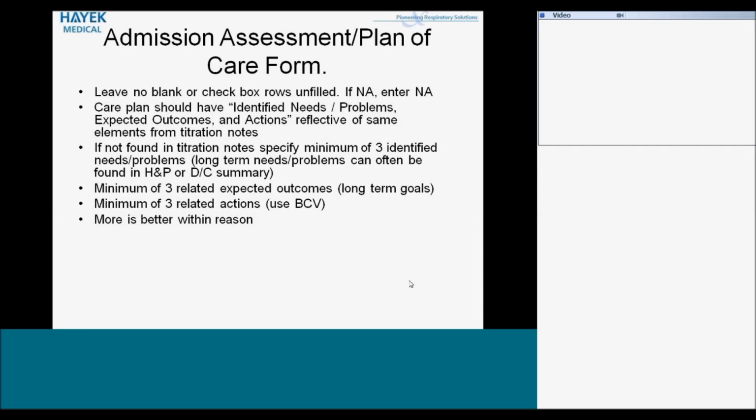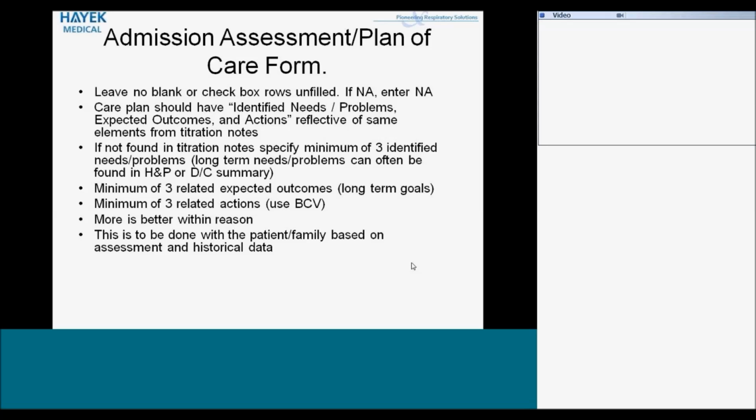The more that we develop the care plan, the better, within reason. We don't want 52 identified problems and 52 goals and actions relative to that. 3, 4, 5, 6 usually are going to be enough to develop your care plan, but we want at least 3 documented problems, goals, and actions.